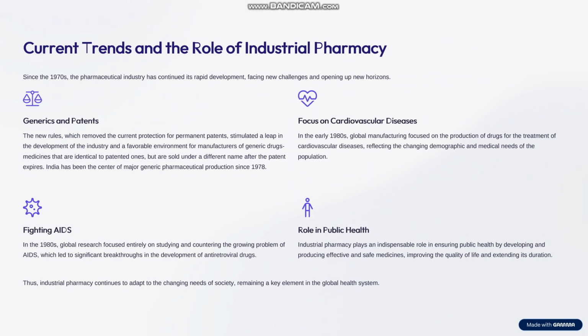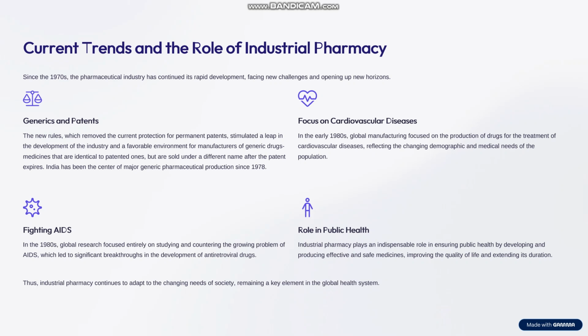Current trends and the role of industrial pharmacy. Generics and patents. The new rules, which remove the current protection for permanent patents, stimulate a leap in the development of the industry and create a favorable environment for manufacturers of generic drugs, medicines that are identical to patented ones but have a different name after the patent expires. India has been the center of major generic pharmaceutical production since 1978.